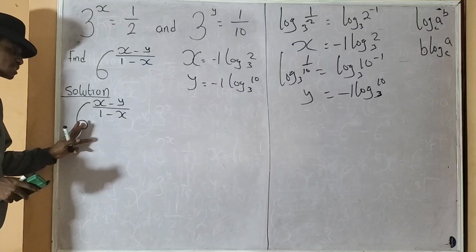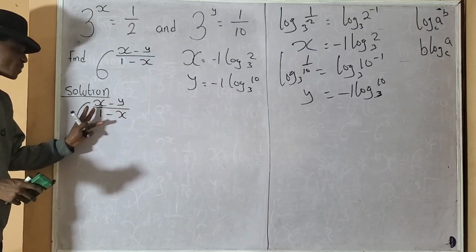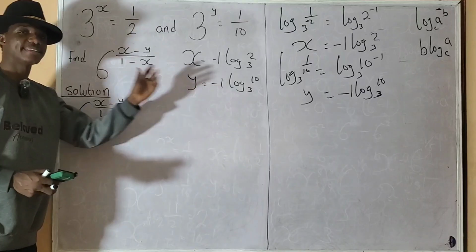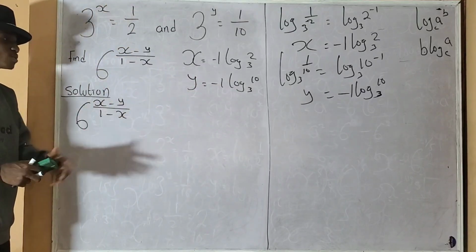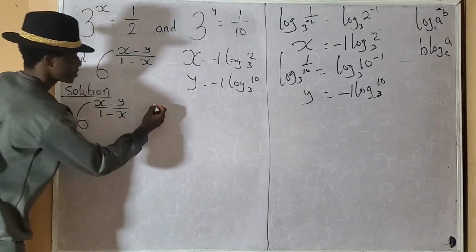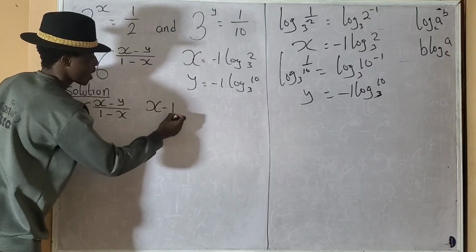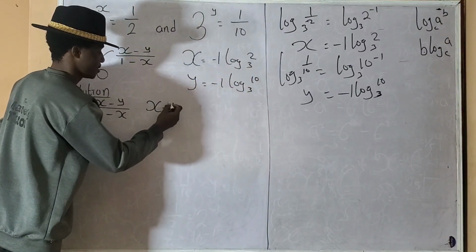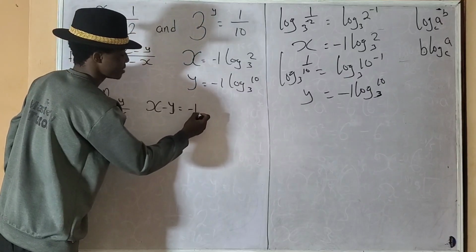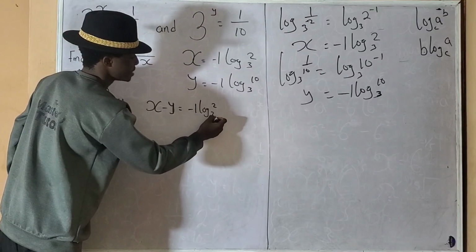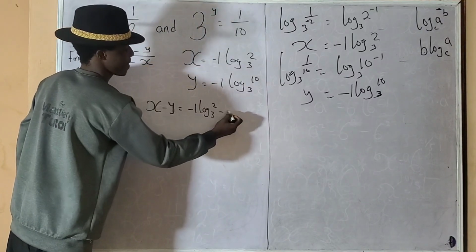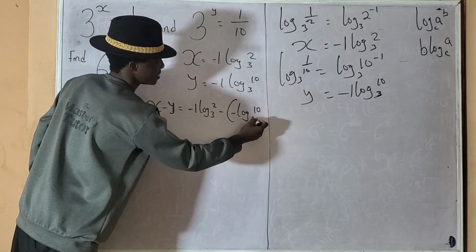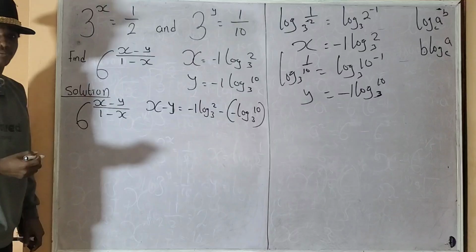Do you know that we are looking for 6 raised to the power of (x minus y) over (1 minus x)? Now, we've obtained the value of x and y, so we need to find x minus y. Proceed. I'm going to have x minus y. x is negative 1 log 2 base 3, so I'm going to have negative 1 log 2 base 3 minus negative 1 log 10 base 3. Are you following?